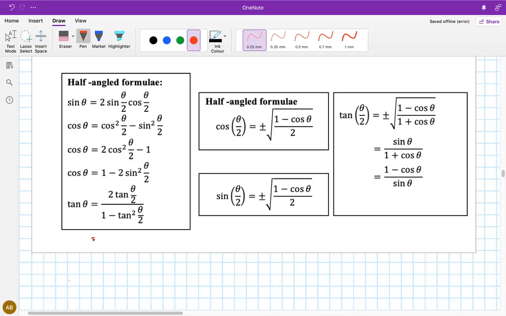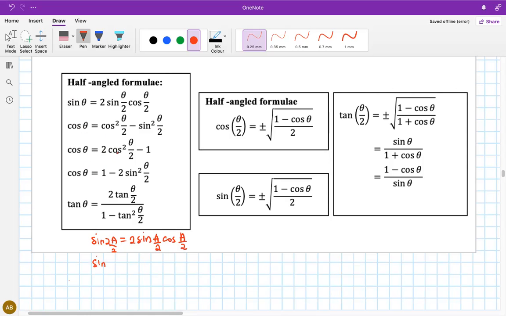The actual double angle is sine 2a, right? So it's 2 sine a cos a. So if we replace 2a with theta, that is 2a over 2, we get sine theta equal to 2 sine theta over 2 times cos theta over 2. Therefore, cos theta is cos square theta over 2 minus sine square theta over 2. So this one is from the double angle.